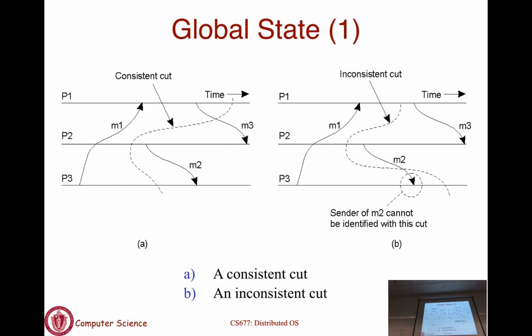This is exactly why I said global state is the local state plus messages in transit, because you might have a message like M3 that's in transit. If you don't save it as part of your cut, you're not going to get it back, because it won't be resent. Is that clear what I said?